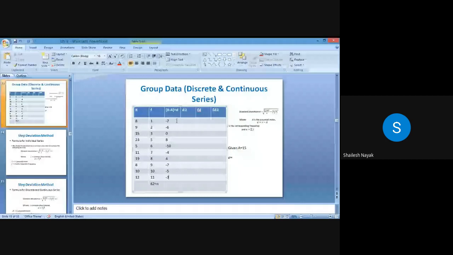You already got the value of deviation, the d value. That means the value of d square in case of the first row is 49, then 0, then 16, the next is also 16. Next row, that is 49. Next row, that is 25.